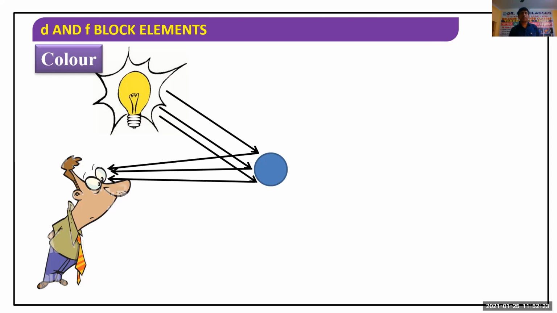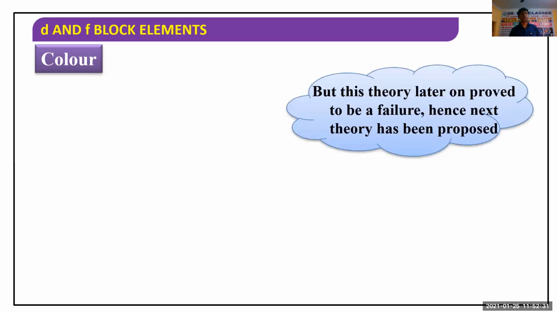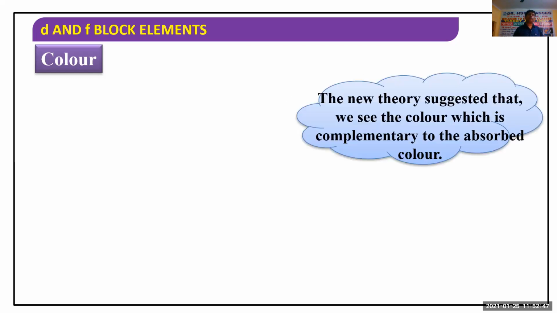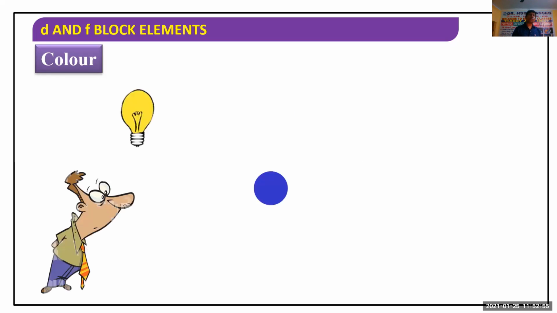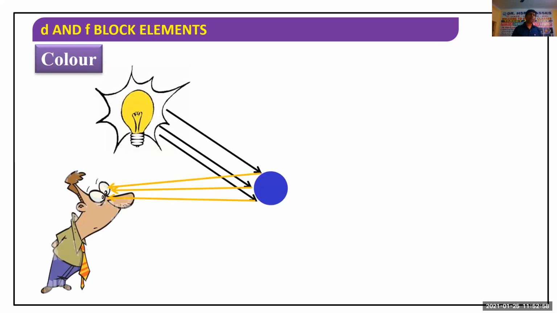But this theory later on proved to be a failure. Hence, the next theory has been proposed. That is actually transition of electrons from one orbital to another orbital. The new theory suggested that we see the color which is complementary to the absorbed color. That means if this is yellow color, okay.